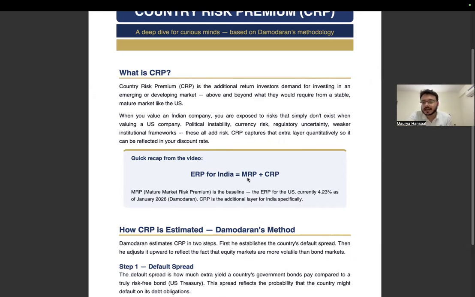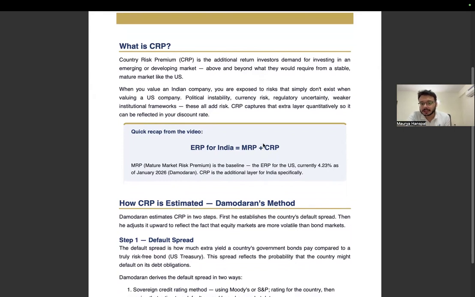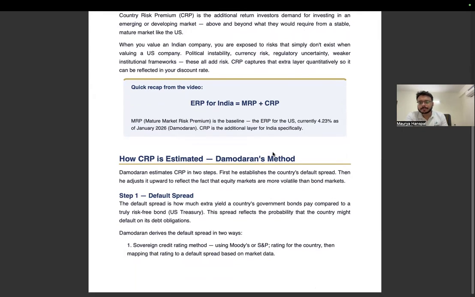So the ERP for India is the mature market premium, the mature risk premium. So usually we'll take the developed economy here. The biggest developed economy is US. So what is the US market's mature risk premium? And we add India's current country risk premium to it. Right? Now it's a formula to calculate the CRP.